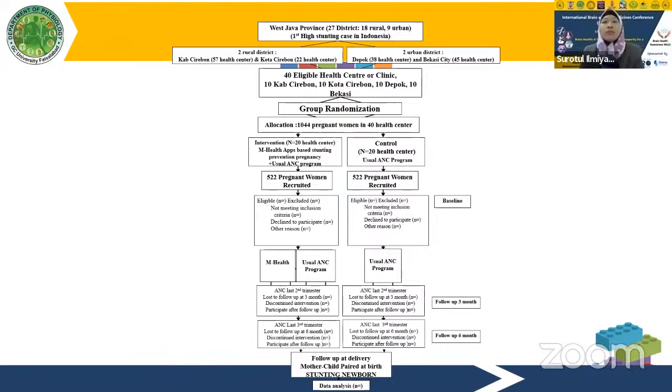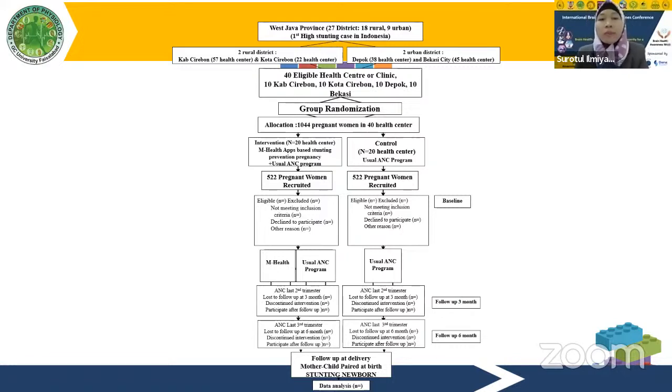From these 40 eligible health clinics, I will provide 10 of each district as the group randomization. And for allocation, I will allocate pregnant women in the 40 health centers, since one health center usually provides 30 pregnant women. So I will need around 40 health centers. And this is for the intervention.